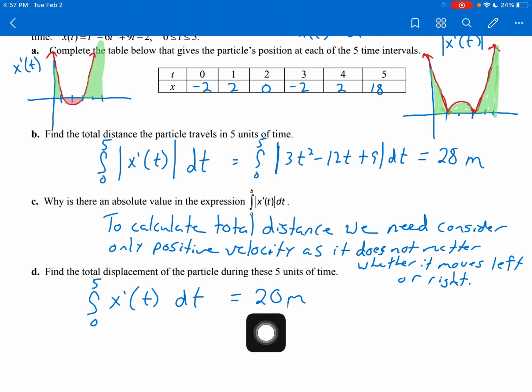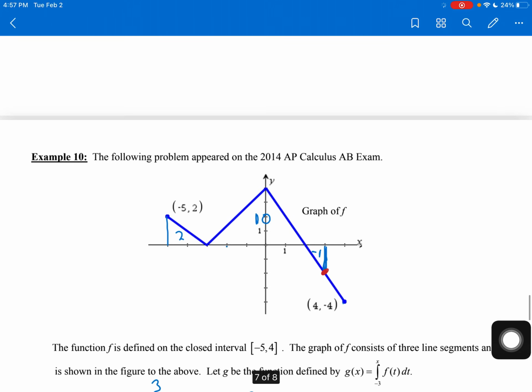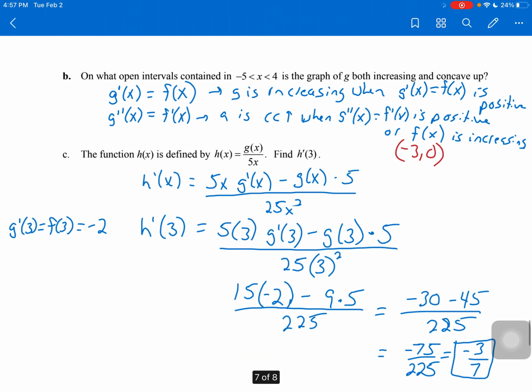Even though we want to take that into consideration, because we're talking about where it is with respect to where it started from, here we don't do the absolute values, and we get 20 for that one. I'm not going to type that one in, but hopefully you can take my word on that one.